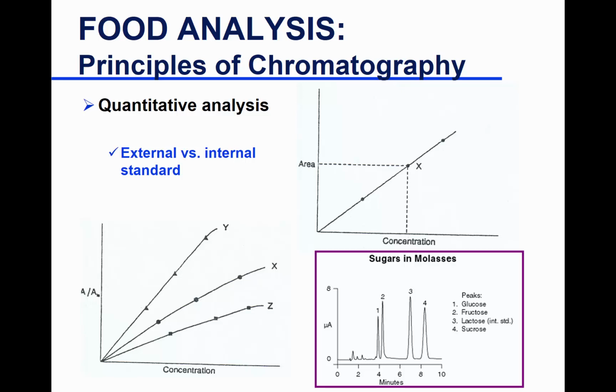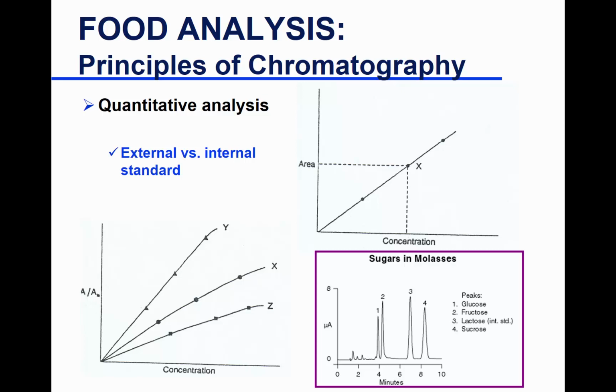Yeah? Good. So in this example, you're saying the external standard would be like glucose? Yes, exactly. A regular standard glucose that's not in this sample? Exactly. So when you are looking at sugars in molasses, you go and get glucose standard, pure glucose, pure fructose, pure sucrose, and prepare them externally from your sample, and prepare them at different concentrations.